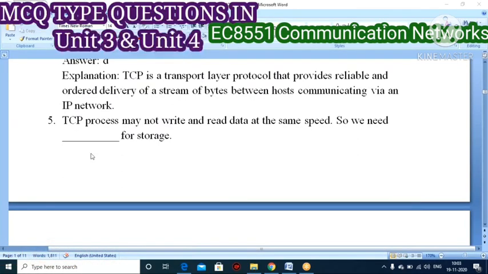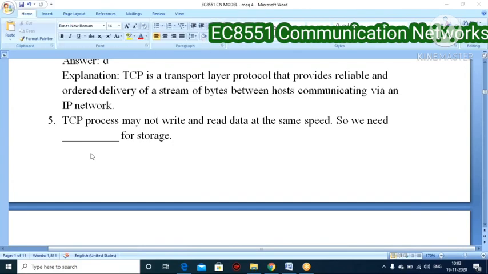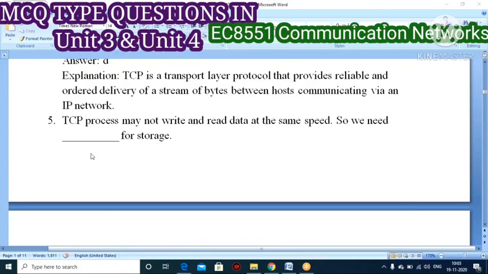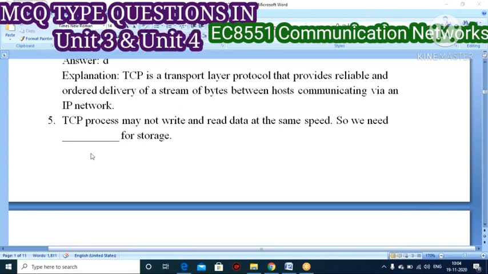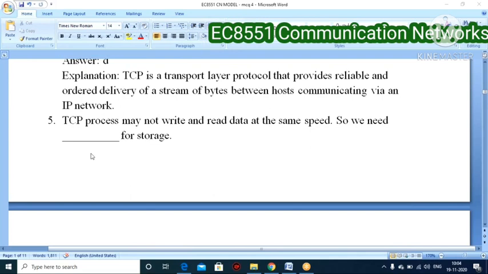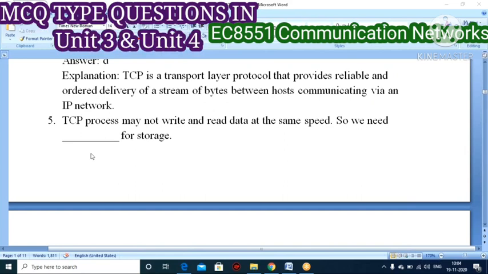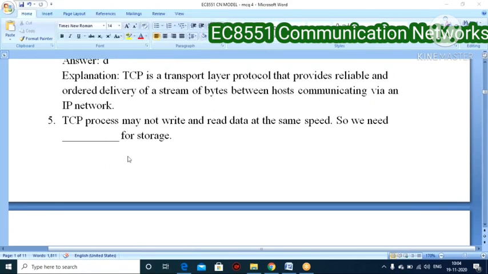Which part will be needed? For storage purpose. This is a clue for you. Definitely the TCP process may not read or write the data at the same speed. That is true, but so we need some storage element for storing your data. So with this word, storage, you can answer it.